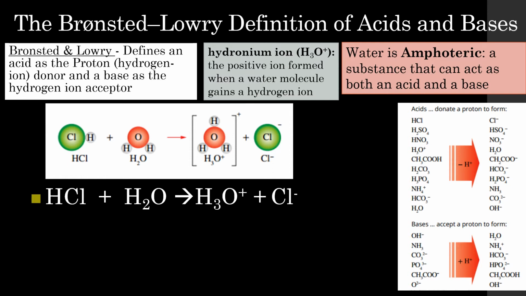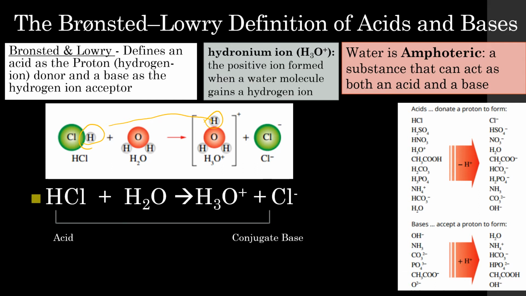Now the hydronium ion, remember, is the positive ion formed when the water molecule gains that proton. And we should recall that water is amphiprotic. That means it can act as both an acid and a base, as we'll see here. So what's happening? Can you see hydrogen chloride? Here's hydrogen chloride, it has donated a hydrogen to the water to form a hydronium ion.